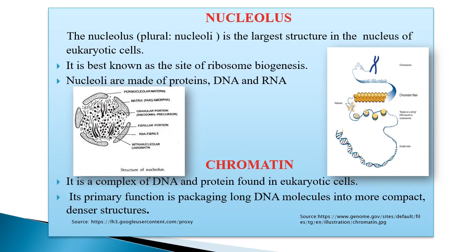Here, a brief introduction of nucleolus and chromatin is given. The nucleolus is the largest structure in the nucleus of eukaryotic cells, which is best known as the site of ribosome biogenesis. And chromatin is a complex of DNA and protein found in eukaryotic cells. The main function is packaging long DNA molecules into more compact and denser structure. It will be discussed in the next presentation.